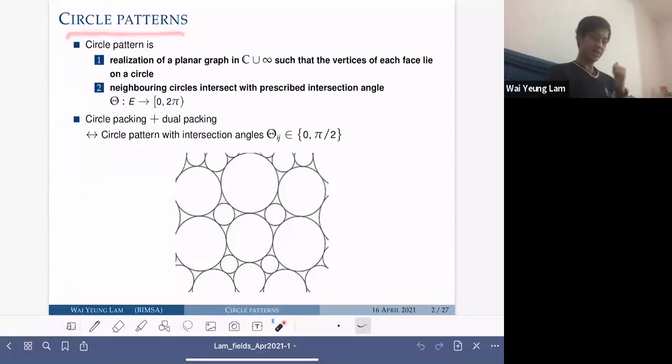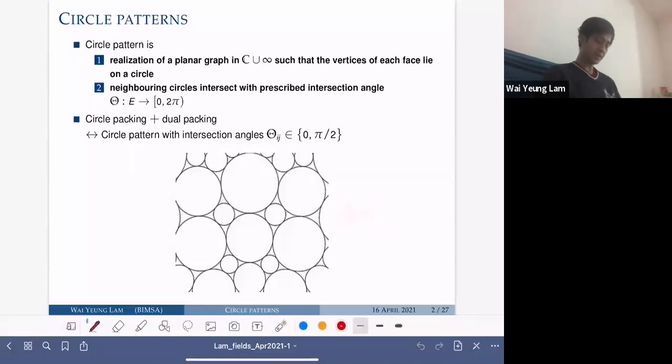Let me say what a circle pattern is. For me, a circle pattern is a realization of a planar graph on the Riemann sphere such that the vertices of each face lie on a circle. And more than that, we also require that neighboring circles intersect with a prescribed intersection angle, let's say theta between 0 and 2 pi. One thing I want to say is that a circle packing is a special case of a circle pattern. The way I do this is the following.